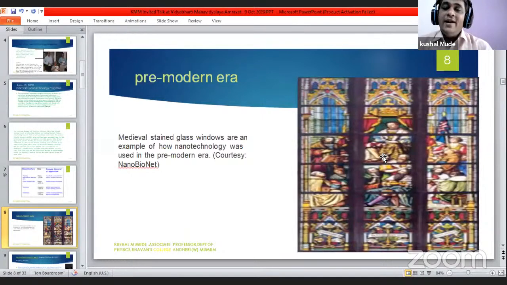Okay, so see, look at this glass. Even after 100 years, 200 years, it will not affect the original structure. Means that durability is there. That's the beauty of the nano.